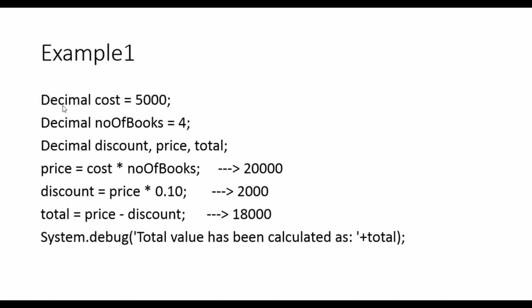So here I have taken a decimal variable called cost. I'm directly assigning some value, which is 5,000. Then number of books I have taken 4. So the cost of each book is 5,000, and the number of books is 4. Then I have taken a few variables. If you are not assigning a value to a variable, and you want to take the same data type for multiple variables, use comma. Decimal discount, comma, price, comma, total. So discount, price, total are 3 different variables we have of data type decimal.